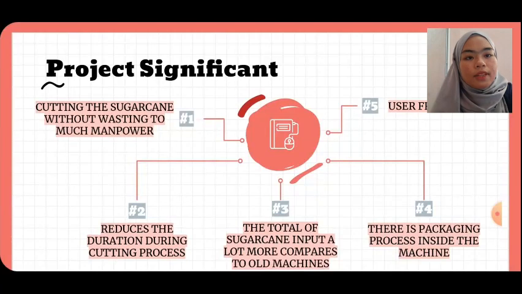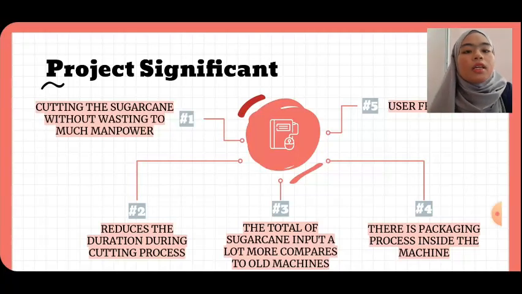For project significance, the first one is cutting the sugarcane without wasting too much manpower. That means when you use the machine from before, the manpower needed is 1 to 1 person and maybe 1 to 3 for the traditional method. But for our machine, we just need 1 person only, just to handle the machine on and off button.